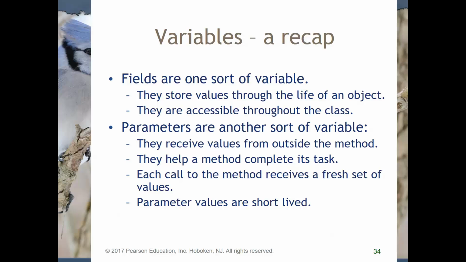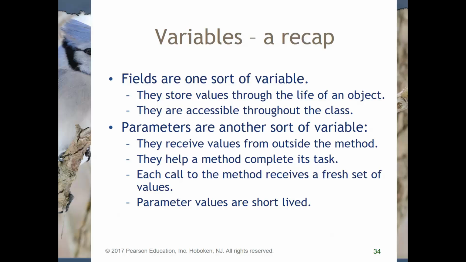Taking a recap of what we've talked about, variables are what? Variables are temporary storage that exists in memory only as long as it's needed. In other words, if the class goes away or if you stop running the program, so will the values. They store values for the life of the object, which is what I just said. They're accessible throughout the class. Now remember, there are different types based on visibility.